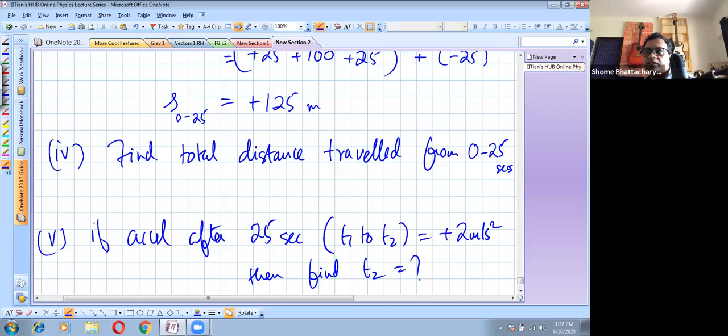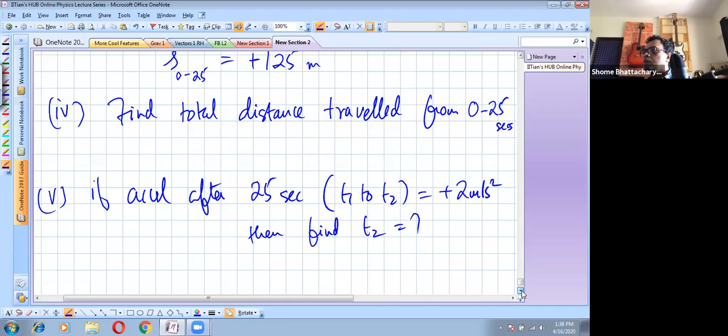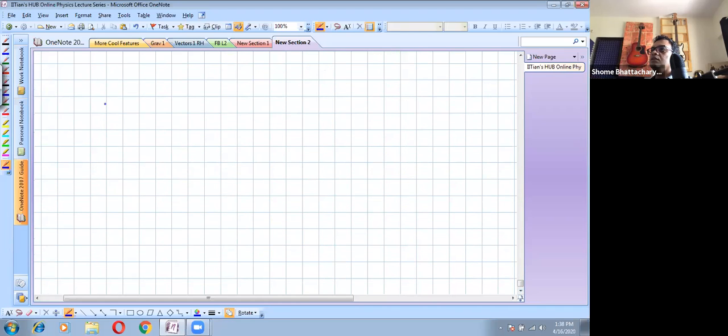Yes, Ritika, 30 seconds is the correct answer. Okay, so let's work this out now. As far as the distance is concerned, it's very easy. The distance, let's say d, from 0 to 25 seconds. We want to calculate this.